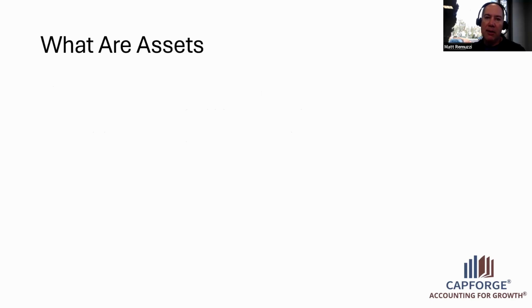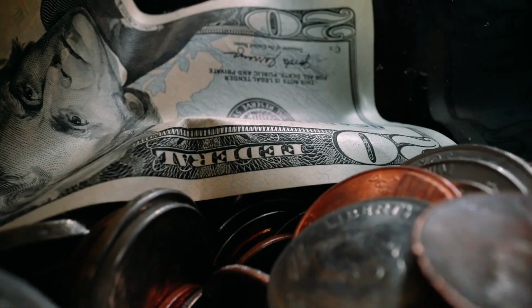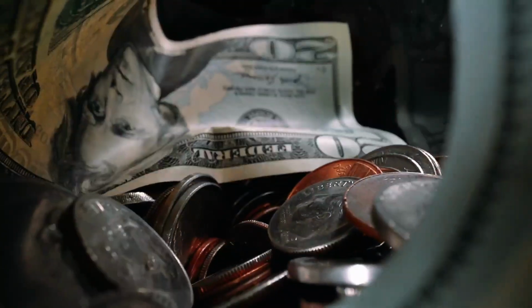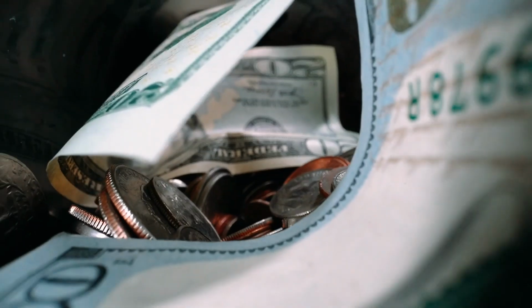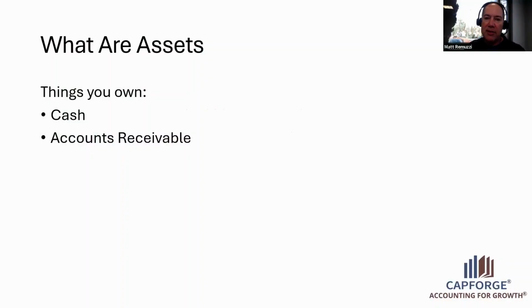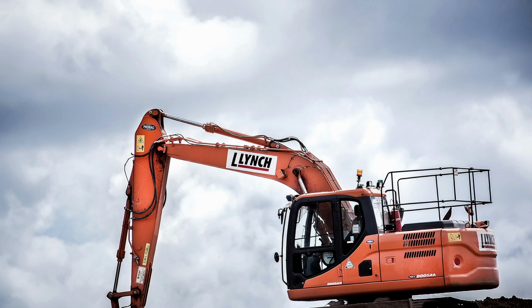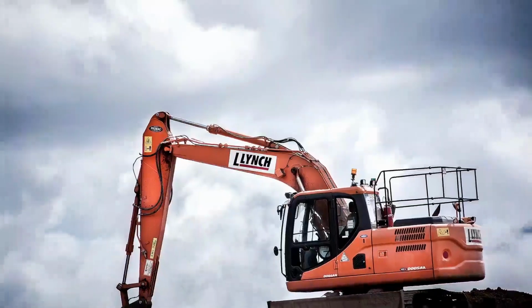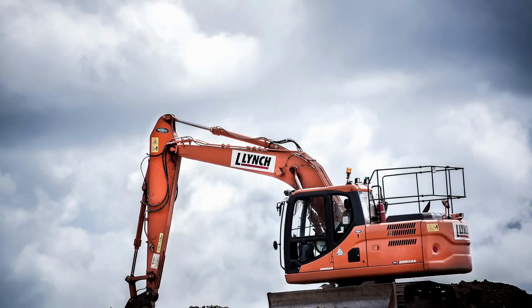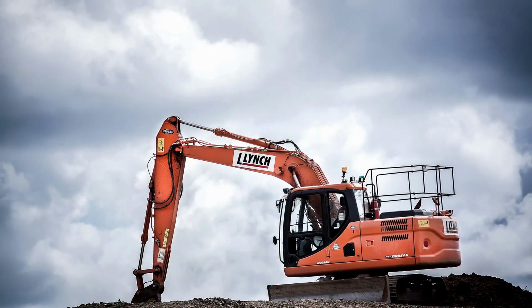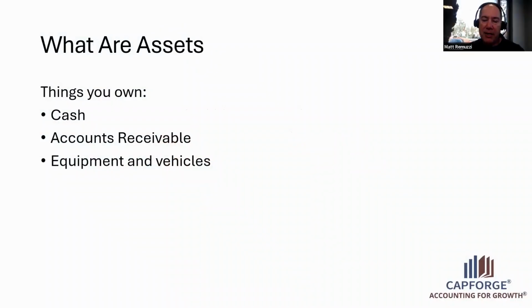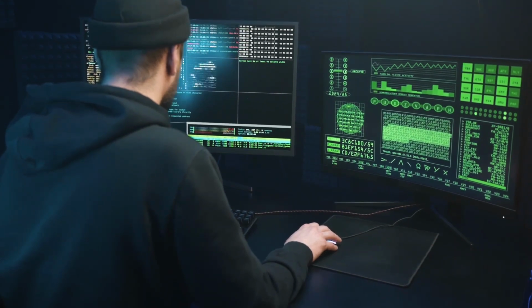So let's talk for a second about what assets are. Basically, you can think of them as things that you own, cash being the number one, right? Cash is an asset that the business has that has value. Accounts receivable is not cash today, but it's a promise to get paid cash. Equipment and vehicles are things that you have paid cash in the past or borrowed cash in the past to have in the business. There are things that you own that you use to operate the business, and they have intrinsic value. Then there's intangible assets, software, trademarks.